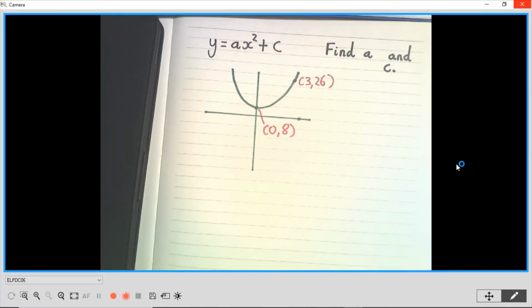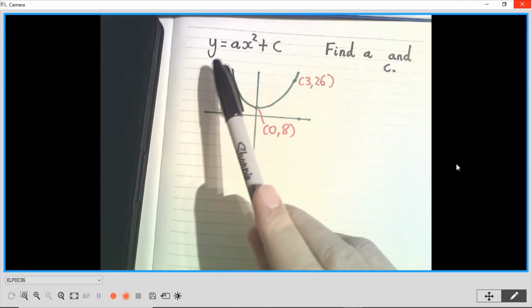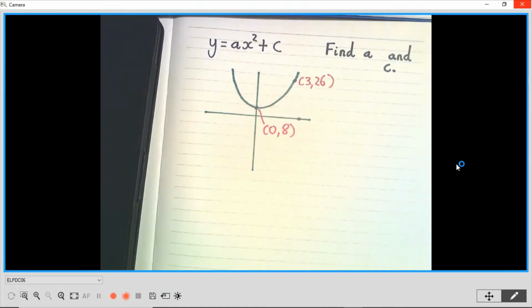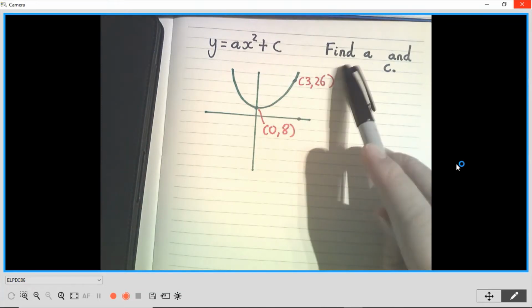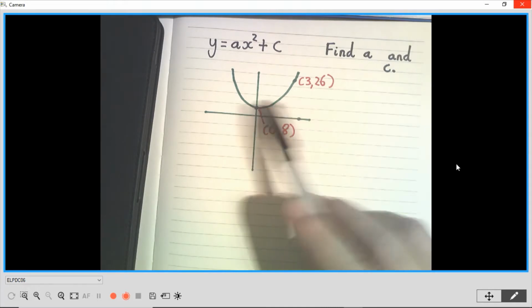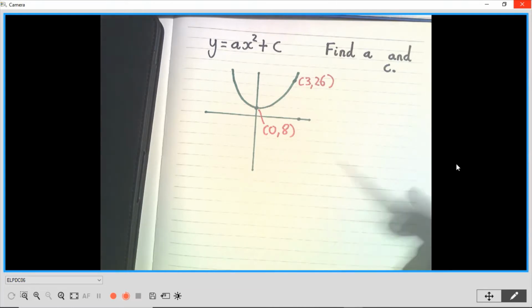Okay, and welcome to the second video on quadratic graphs. So we're going to look at this kind of situation here. We've been told that there's a curve, a parabola, in the form y equals ax squared plus c, and we've been told to find the value of a and the value of c. And again, here's a sketch of the curve, and there's a couple of points noted.